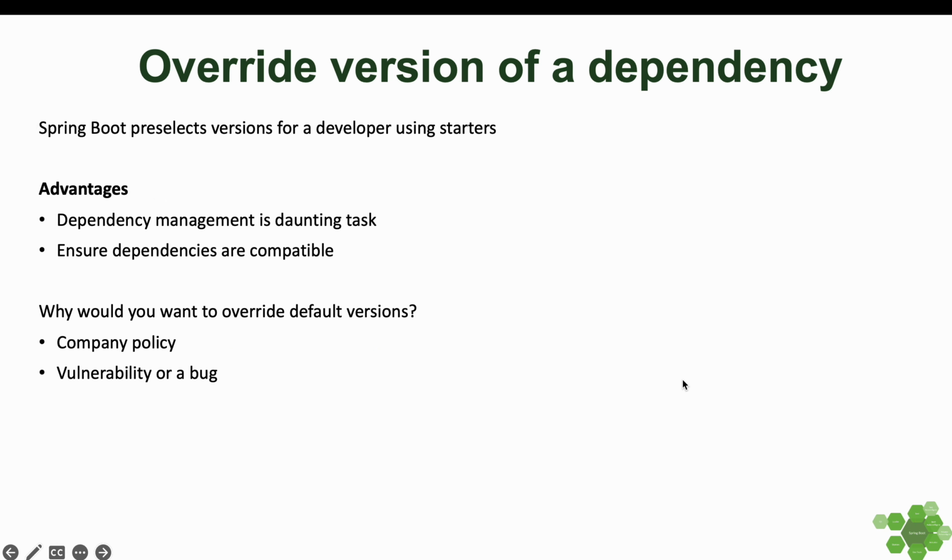Then, as I mentioned, you can also override the version of a dependency. As I mentioned, Spring Boot will pre-select some versions for you as a developer. Normally, they introduce what they call starters, which basically do not have code. It's just a way to help you manage some dependencies. So the advantage of that is that dependency management, as I mentioned before, is a daunting task. So you don't want to be doing that.